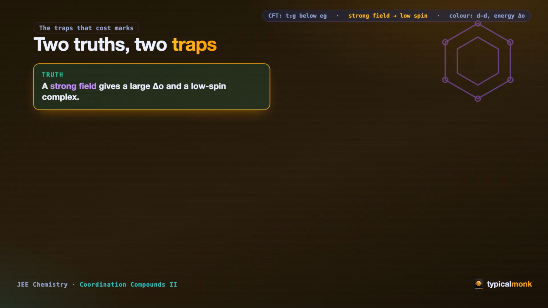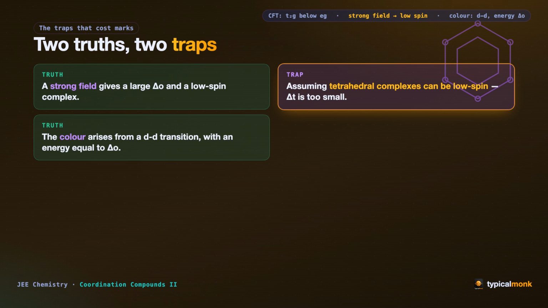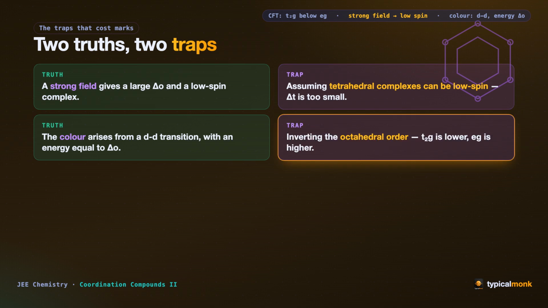Now the 2 mistakes that quietly cost marks. The truth: a strong field gives a large delta O and a low spin complex. The trap: assuming that tetrahedral complexes can be low spin; delta T is simply too small. The second truth: the color arises from a d to d transition with an energy equal to delta. The second trap: inverting the octahedral order. Remember, T2G is lower and EG is higher.